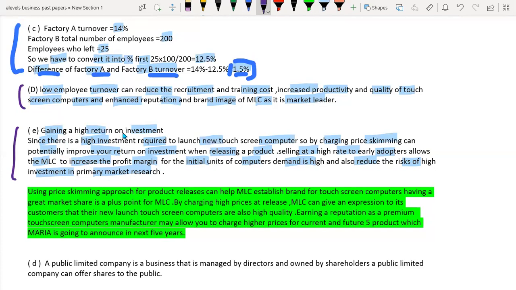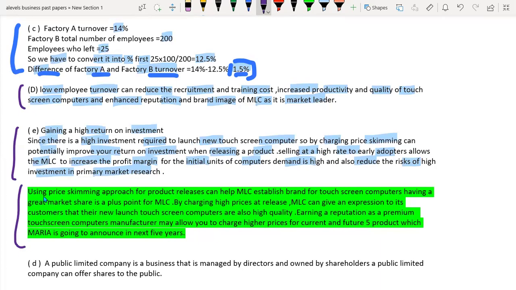Okay, so gaining a higher return on investment, this is the first advantage. Since there is a high investment required to launch new touchscreen computers, charging price skimming can potentially improve your return on investment when releasing a product. So selling at a high rate to early adopters allows MLC to increase the profit margin for the initial units of computers. Demand is high, and it also reduces the risks of high investment in primary market research.